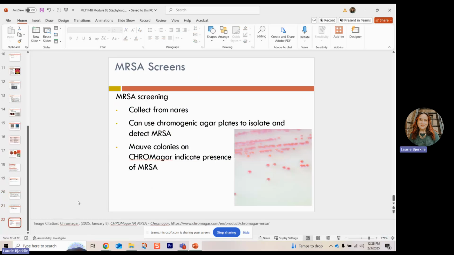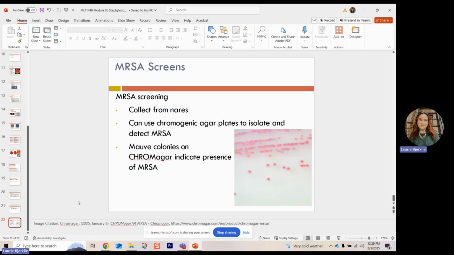Now, there are screens that will be done. A lot of hospitals have implemented MRSA screens. If they have a patient that is going to be admitted into the hospital, they screen them for MRSA because, again, if they did have it, they don't want to just put them in a room with another patient, then that patient also gets it, and then the next. They're trying to reduce how much MRSA is getting passed in that hospital. So they will implement screens for their patients that are getting admitted.